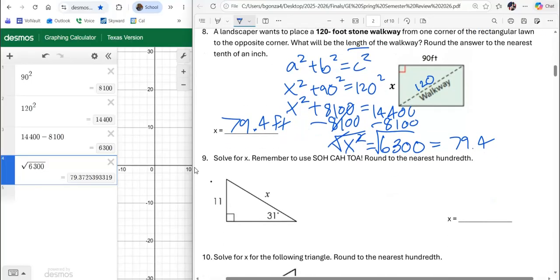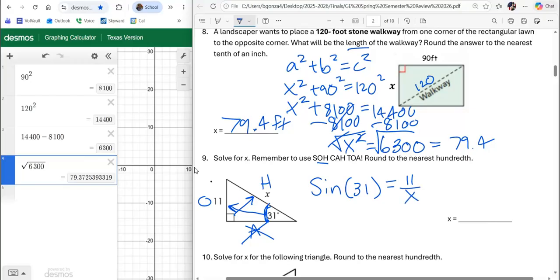All right, number 9, solve for X. All right, so here's my angle. I want to label O, H, and A. Which one is not labeled? A, scratch that out. And remember, SOHCAHTOA, SOH is sine. The sine of the angle 31 equals O over H, 11 over X.